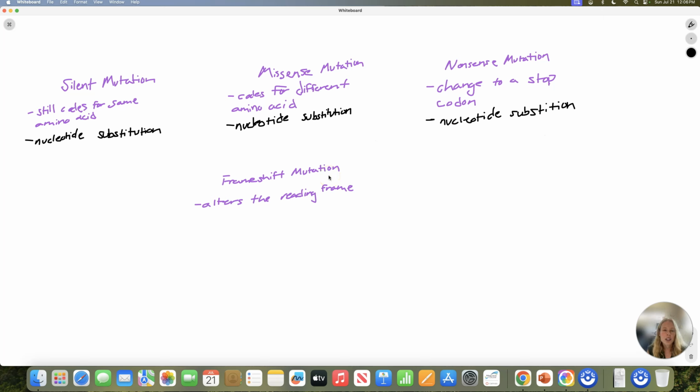The last type of mutation is a frame shift mutation. A frame shift mutation is when there is a nucleotide insertion or deletion. A nucleotide insertion is when a nucleotide is added, and a nucleotide deletion is when a nucleotide is taken away. Frame shift mutations alter the reading frame, so they're generally very detrimental to the protein polypeptide product. So those are our 4 types of mutations: silent, missense, nonsense, and frame shift mutations.